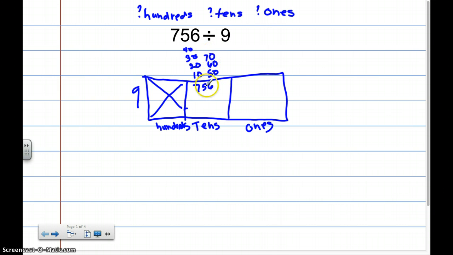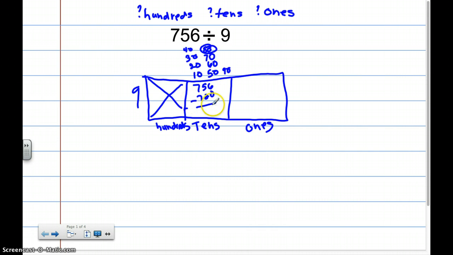I'm getting pretty close to this 756. I want to get there without going over it. 9 times 8 is 72. Put a 0 on the end, that's 720. That's really close. Because if I did 9 times 90, well, that's 81, and put a 0 on the end, that's 810. So I need this number 80 right here. So 9 times 80 is going to be 720.